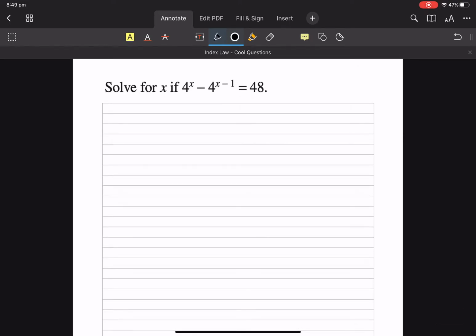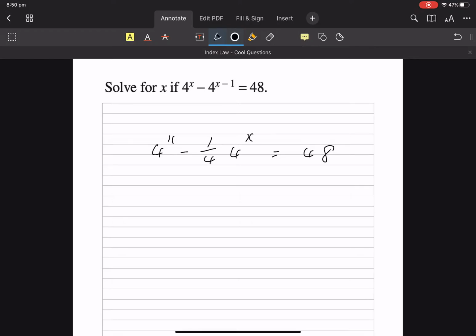This is a solve for x, so this is actually an equation with an equal sign. So different technique involved here, but we can see that thing there is very similar to what we had before. Because 4 to the minus 1 is a quarter. Yep. And that equals 48.